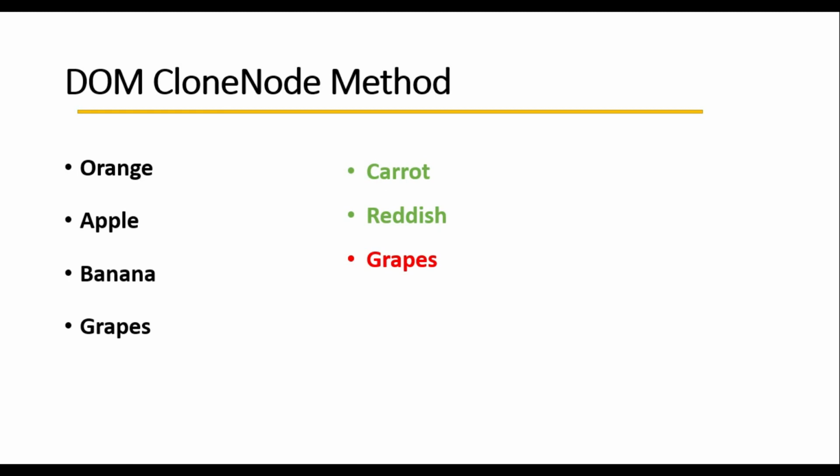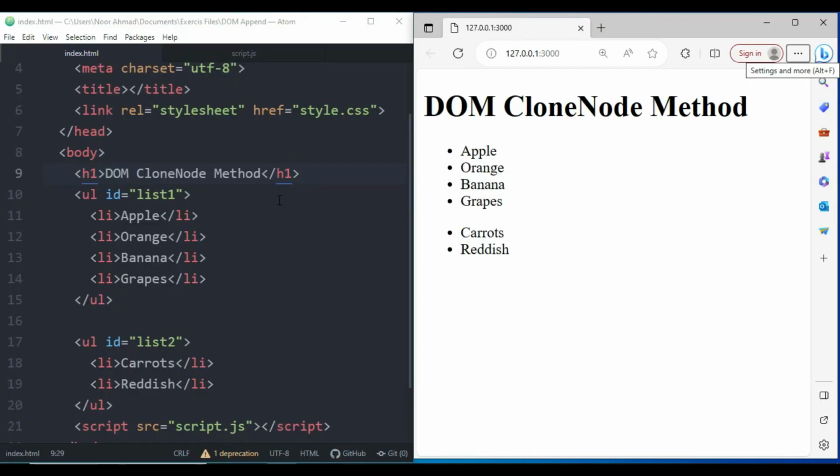Now let's jump over to the practice section and we will learn this more deeply. As you can see on the screen, here I have a live demo of my web page, and you can see I have created two UL. The first is list one, the ID name is list one, and the second one is list two. What I'm going to do is copy this apple from list 1 and paste it inside list 2. For this we are going to use the clone node.